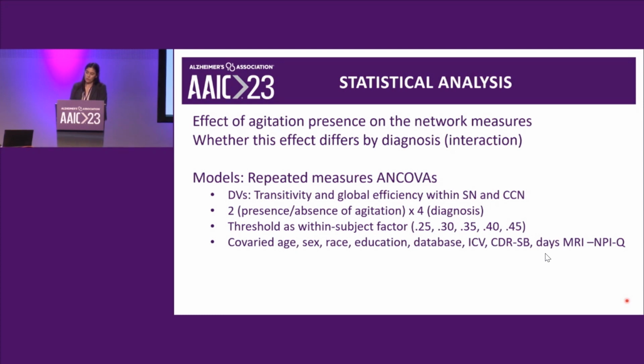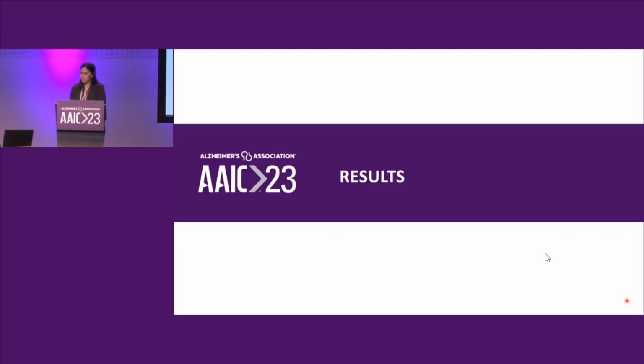So these were 2 presence or absence of agitation by 4 diagnosis ANCOVAs, with threshold as the within subject factor, which I included only to ensure that my results were not threshold dependent. And the covariates were age, sex, race, education, database, intracranial volume, dementia severity, as well as days between the MRI and the NPI-Q.